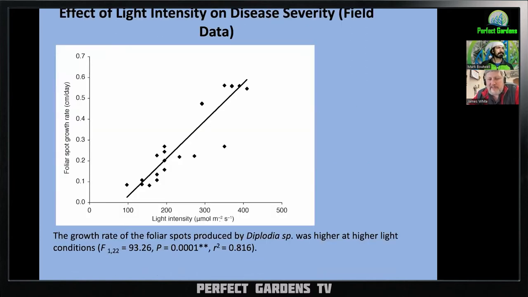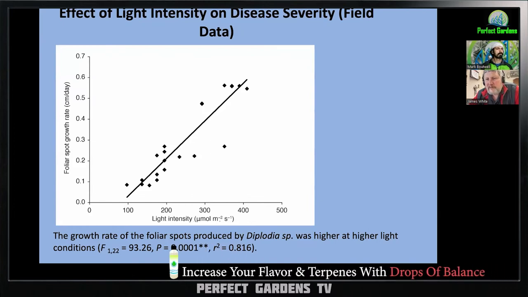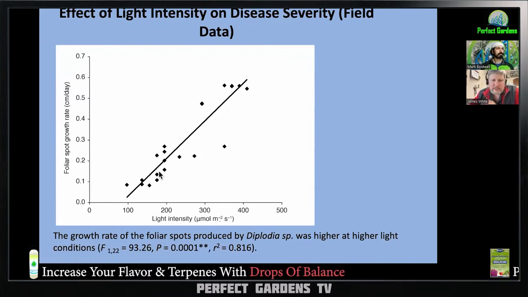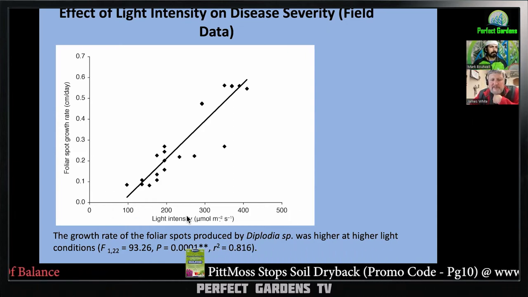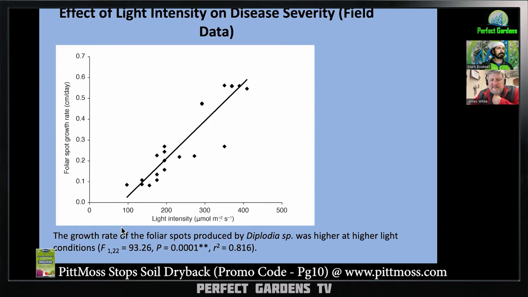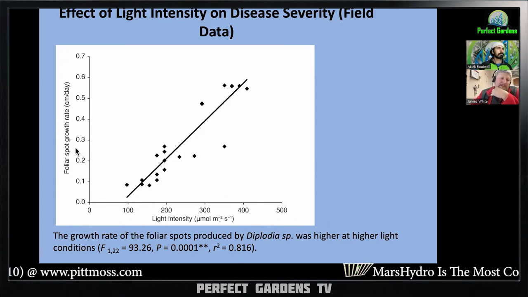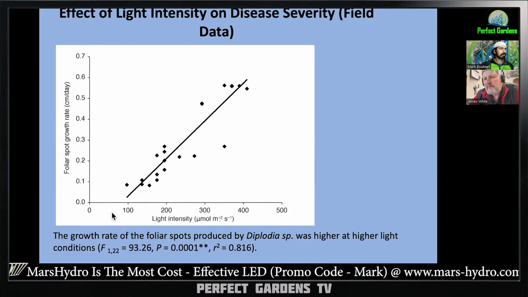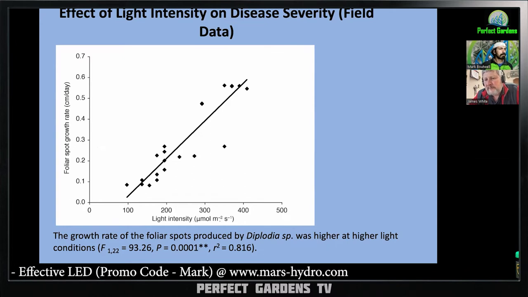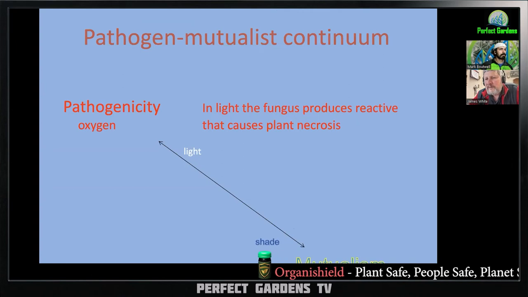But the other thing that happens is in the shadows, there's no disease. If the tree occurs in low light intensity, and this is a curve that shows lumens, light intensity, on the lower axis, and on the y-axis you can see leaf spot growth. And you see where there's low light, you have no symptoms. So the endophyte is in there, symptomless.